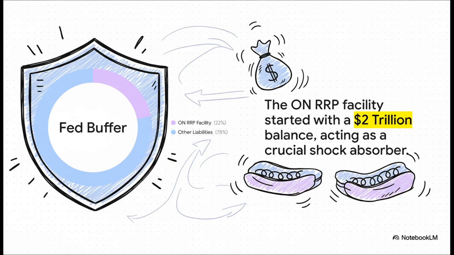All this cash was basically sitting in a facility called the ONRRP. And the thinking was, hey, we can drain this buffer first, and it'll act like a giant shock absorber, protecting the core banking system from any stress. At least, that was the plan.